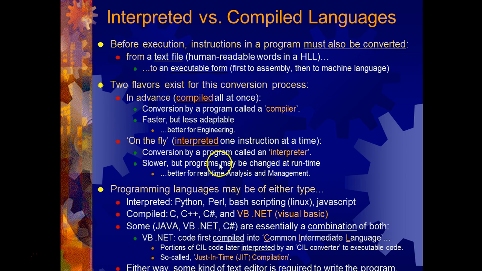So programming languages may be of either type, some of this type, and some of this type. So we said these are compiled, and VisualBasic.net is compiled. And some are interpreted, so these are interpreted examples. And some, Java and VB.net, are essentially a combination of both. Okay, we won't worry about this too much. You can look up what's meant by Common Intermediate Language and the so-called just-in-time compiler. You can look that up.